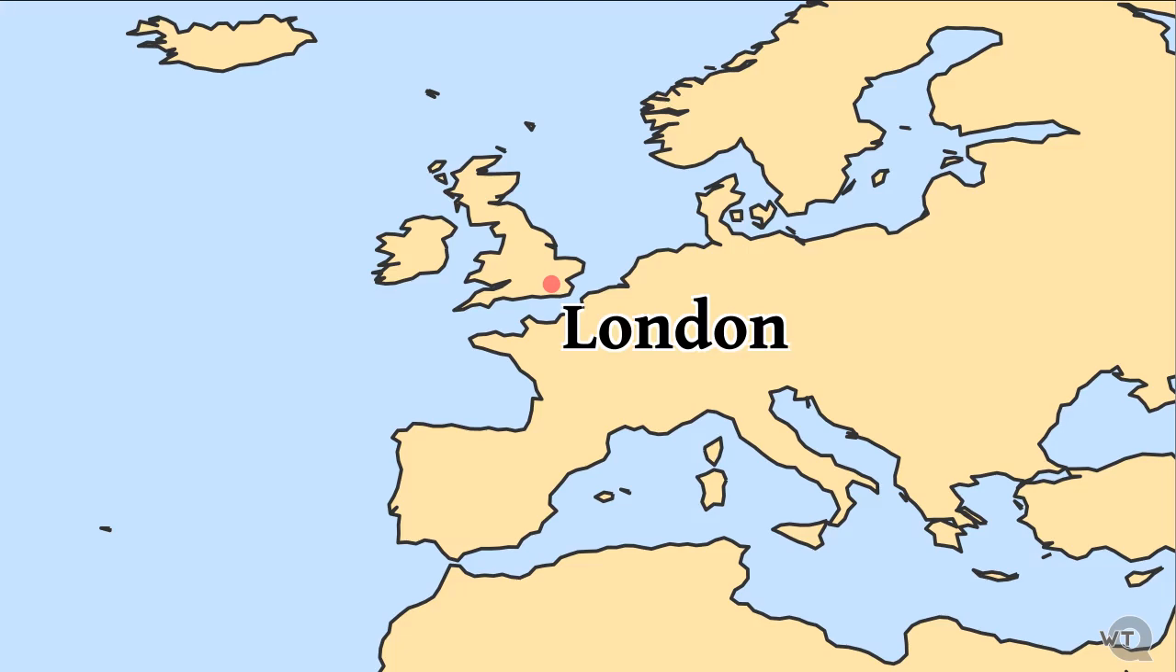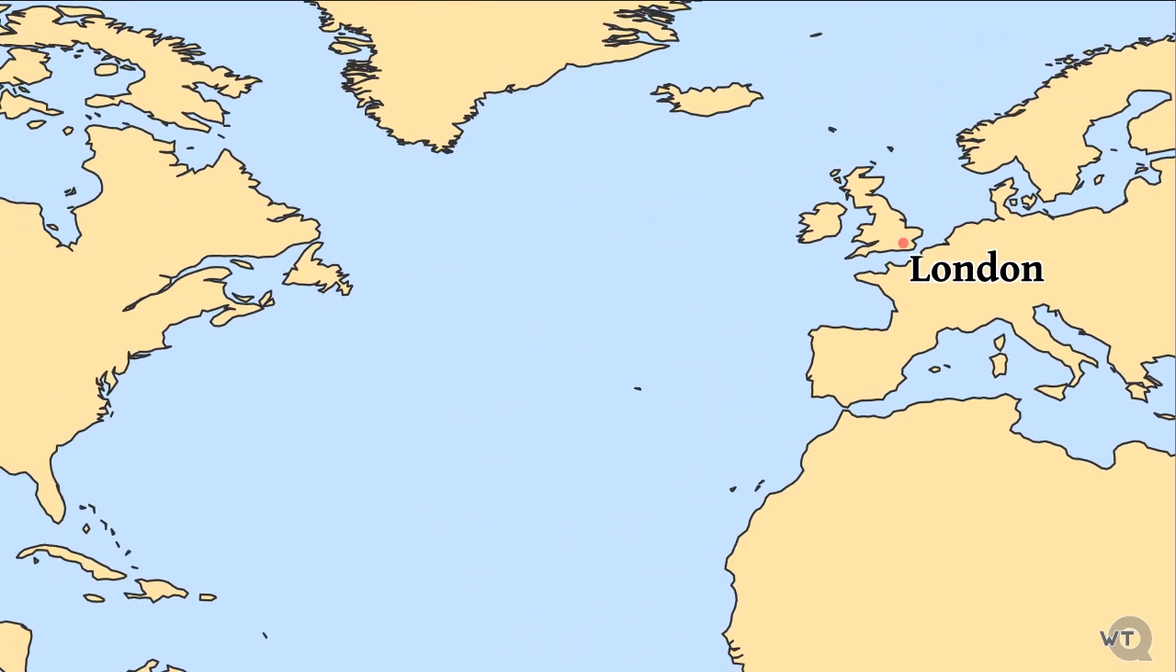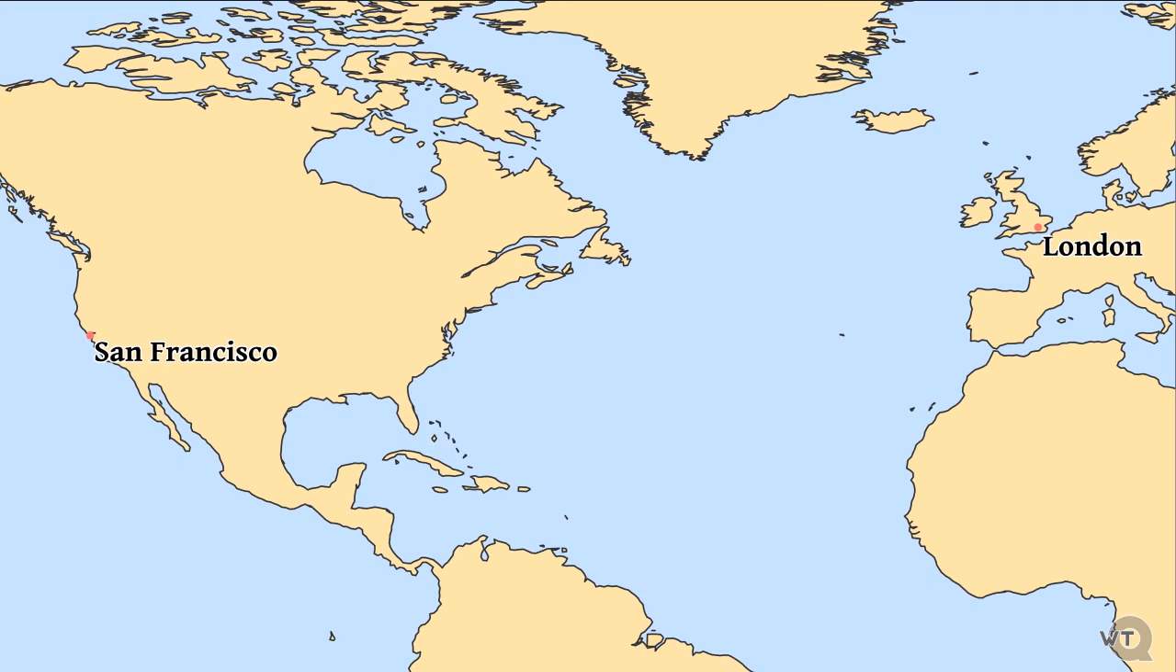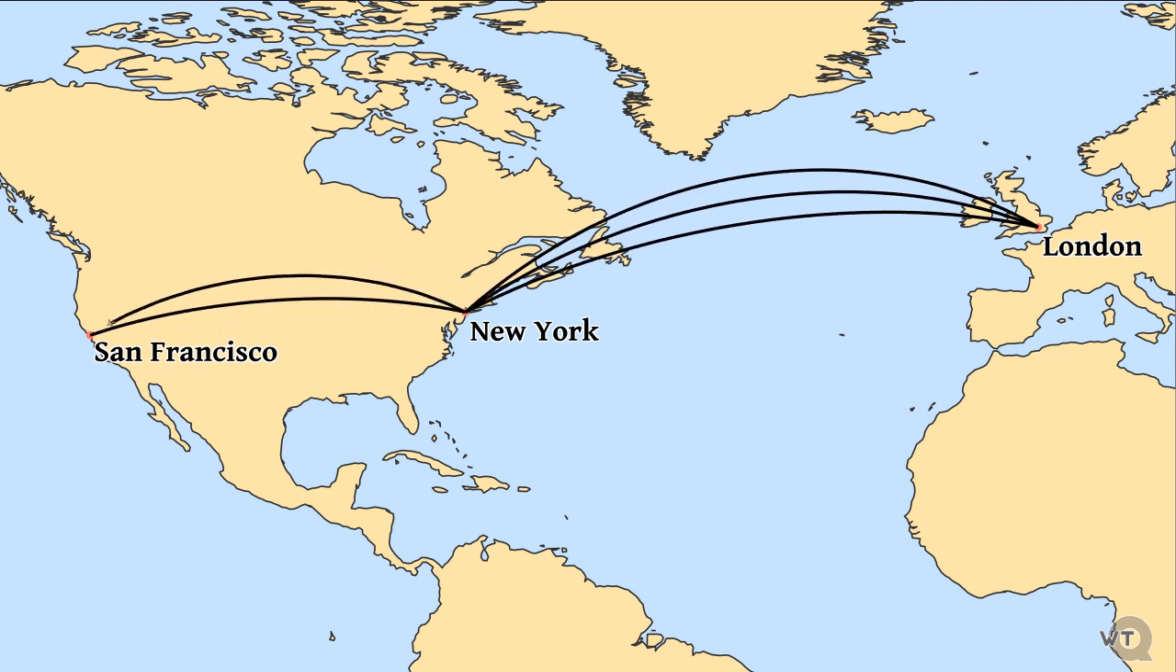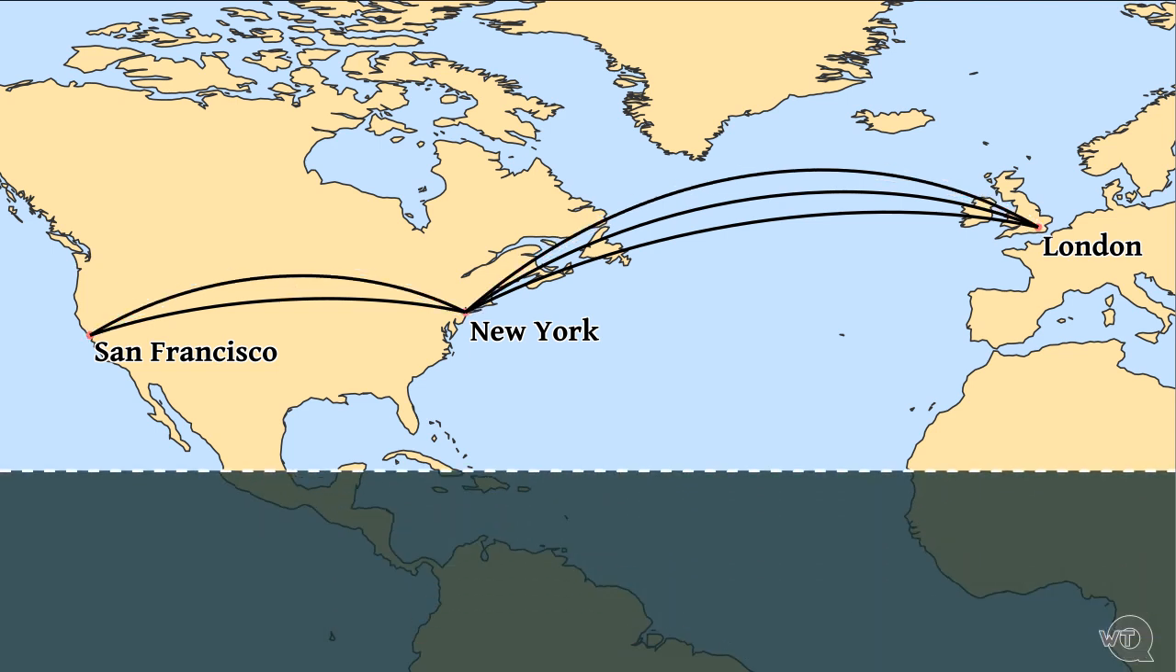So how does this work? Imagine flying from London to San Francisco. Suppose there are 3 flights from London to New York, and 2 flights from New York to San Francisco. How many possible paths in total? Let's count them. 1, 2, 3, 4, 5, 6. This is a multiplication, right? 3 times 2 equals 6.